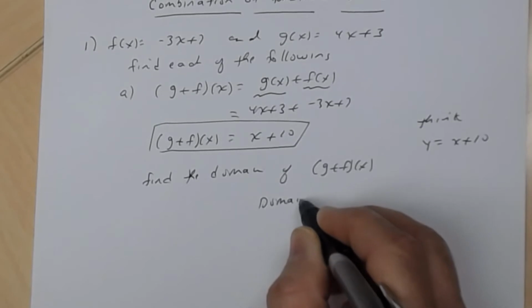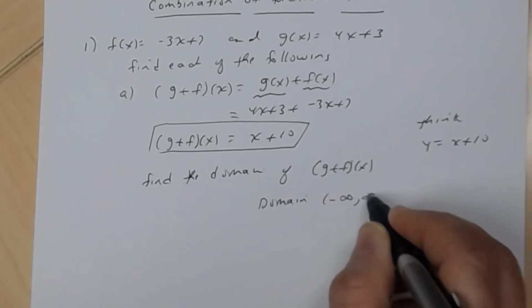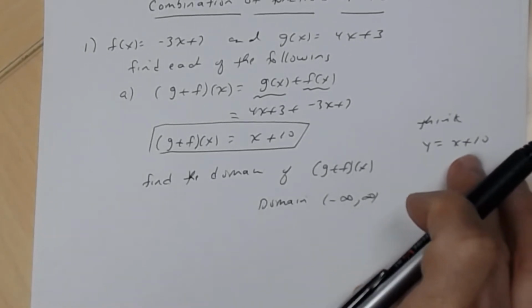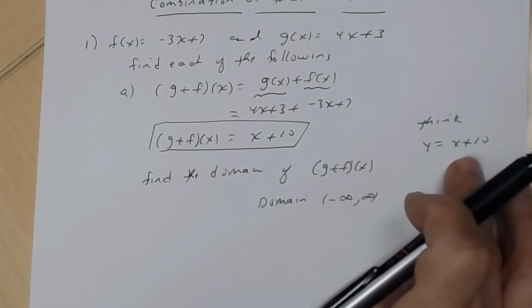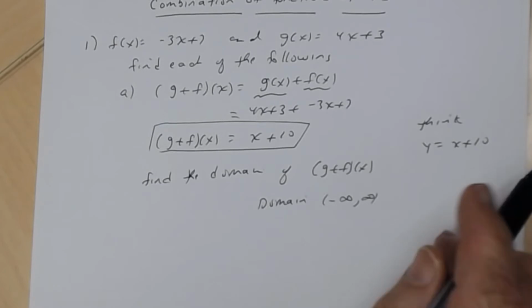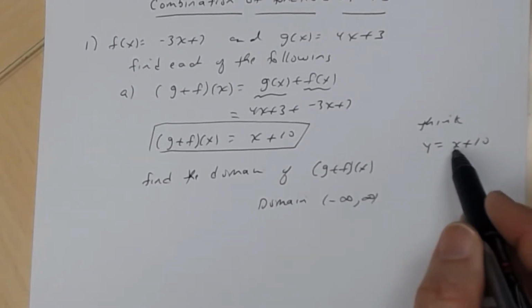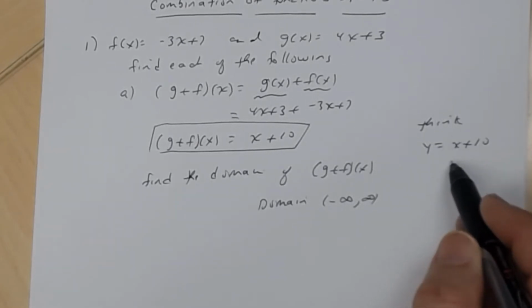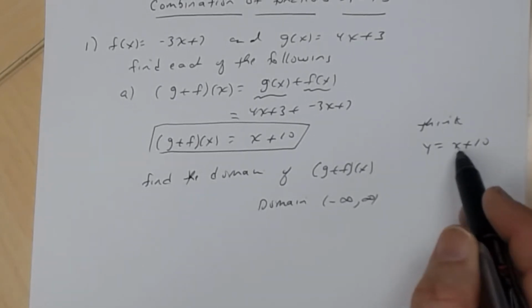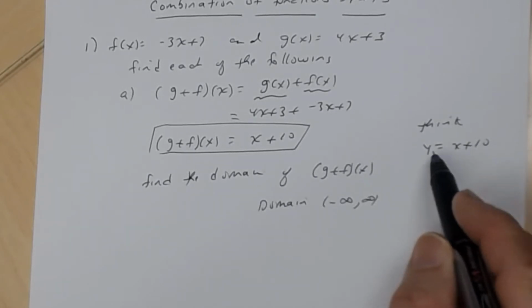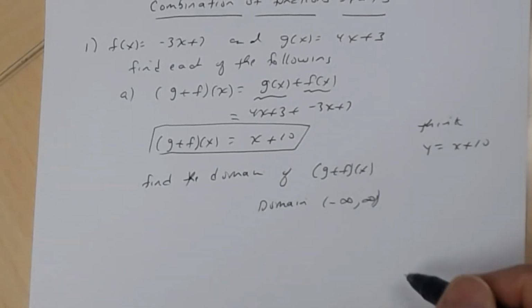Domain would be negative infinity to infinity. Because if you think about what you're doing here in terms of domain: are there any x values I cannot use? Are there any x values that would make this undefined? There isn't any, because no matter what value I use for x, I'll get a y value. If I use a decimal, any real number, decimals, fractions, integers, irrational numbers, rational numbers, I'll get a value for y. So the domain will be negative infinity to infinity.